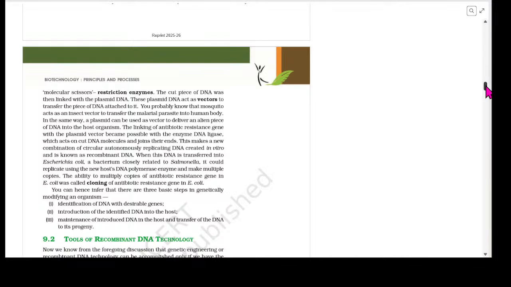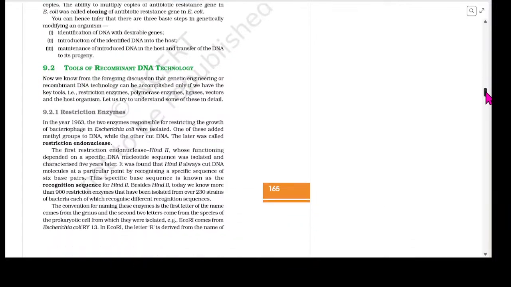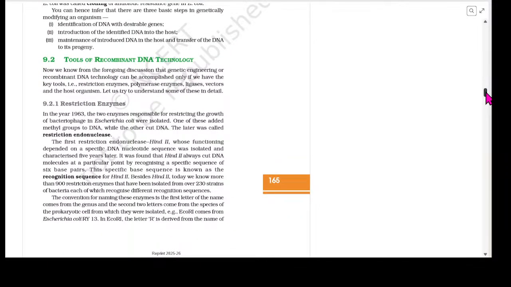So it's the time for you to write any three keywords that you can retain from the part that has been read by me. Go ahead, type any three keywords. Then we will be moving to the topic 9.2 Tools of Recombinant DNA Technology. Go ahead. I hope you are done with it.